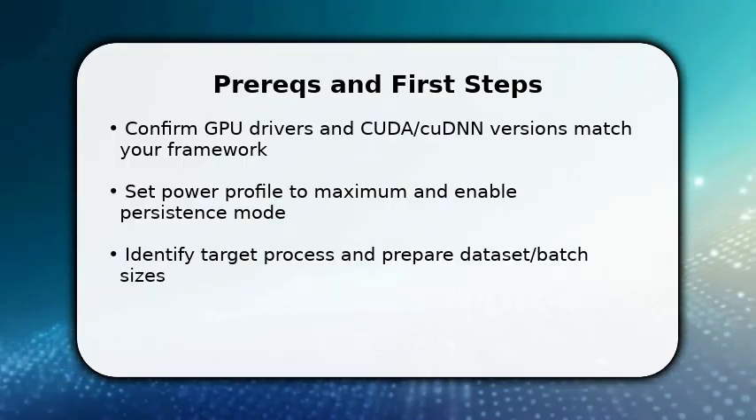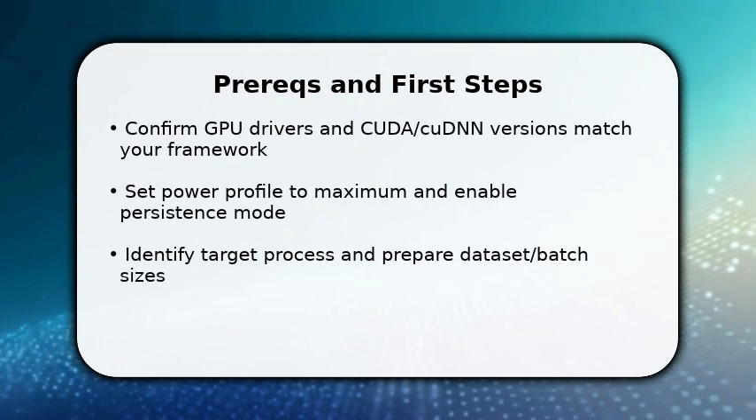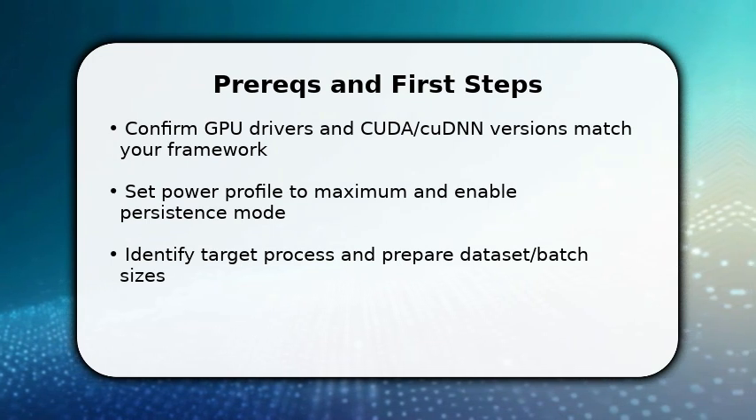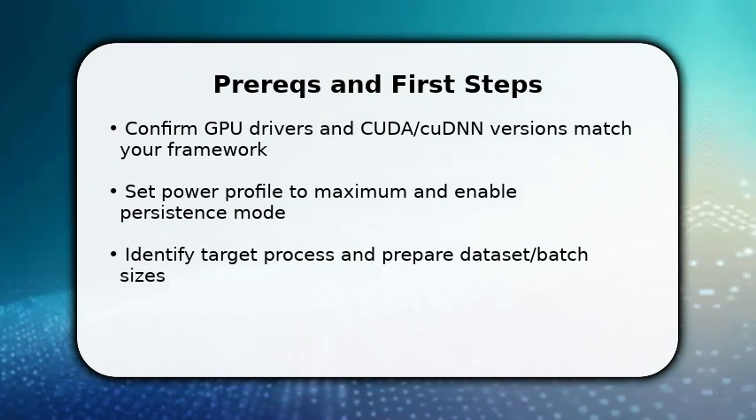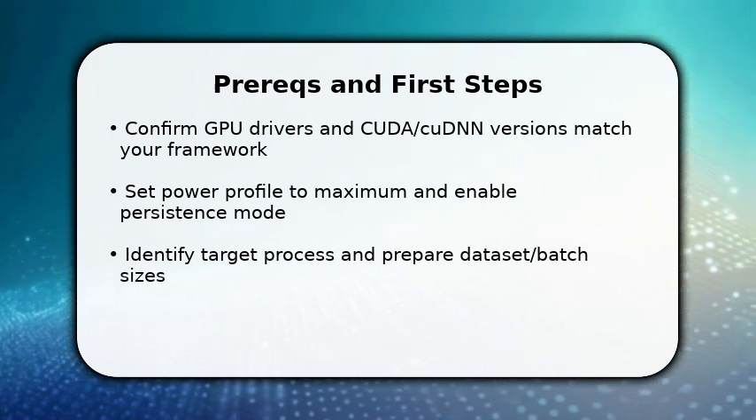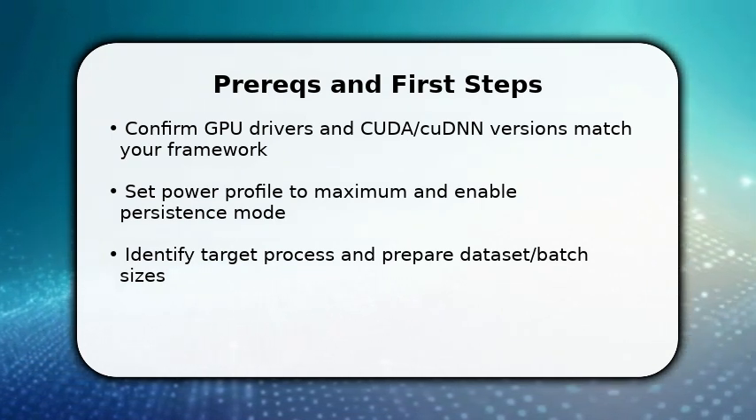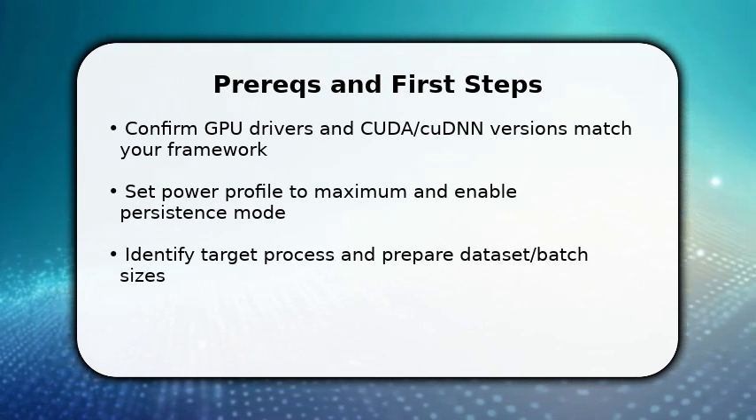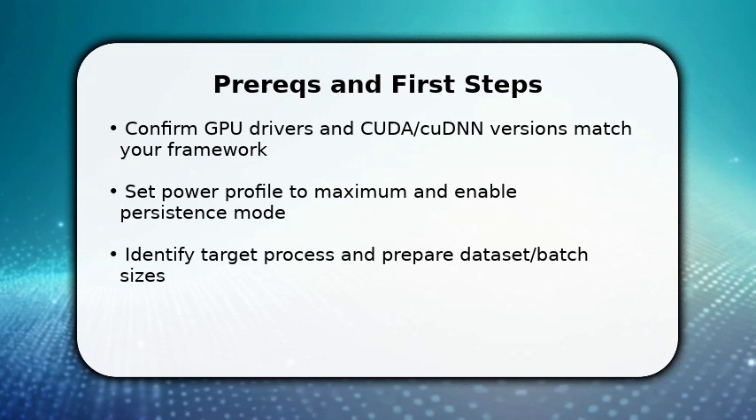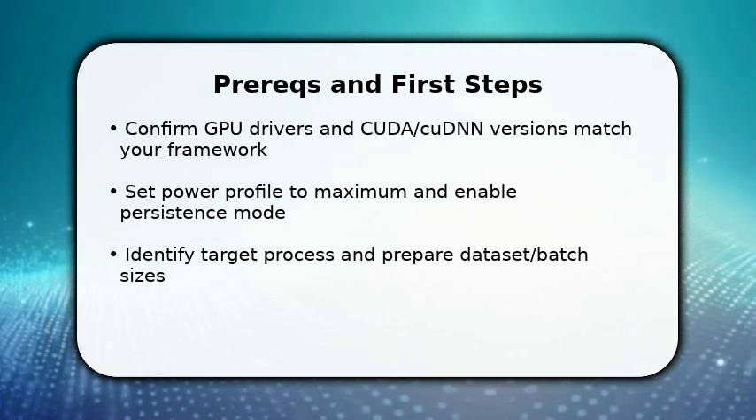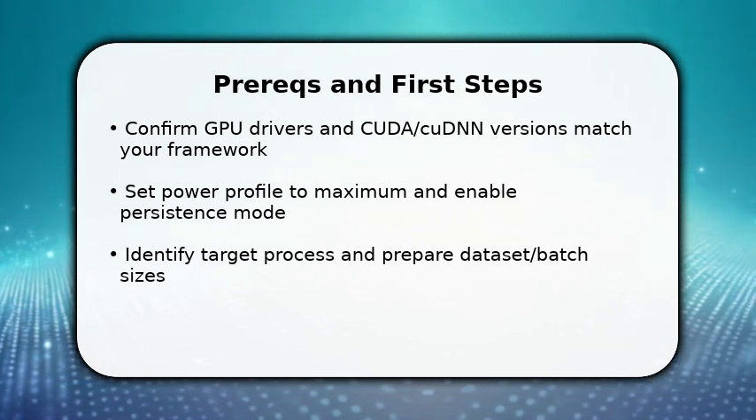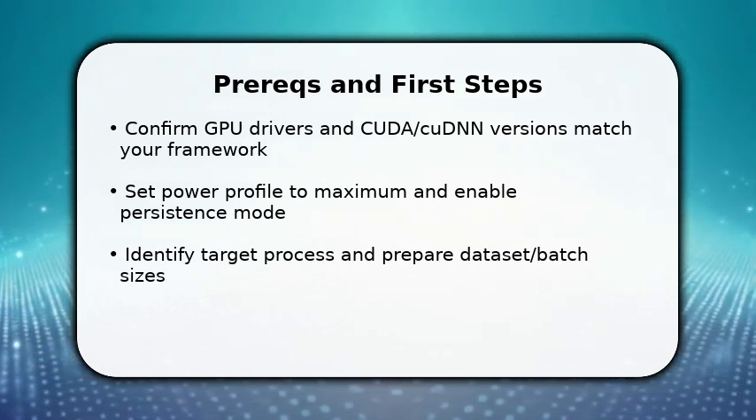You start by getting prerequisites out of the way so the work can begin. Install matching GPU drivers and CUDA/cuDNN, and enable persistence mode to avoid slow wake-ups. Once done, set the power profile to high performance and prepare your dataset and initial batch sizes. Make sure you identify the process or script that will drive the GPU and run a quick device query to confirm visibility. This gets you into a state where you can push towards sustained 100% GPU usage without guessing.